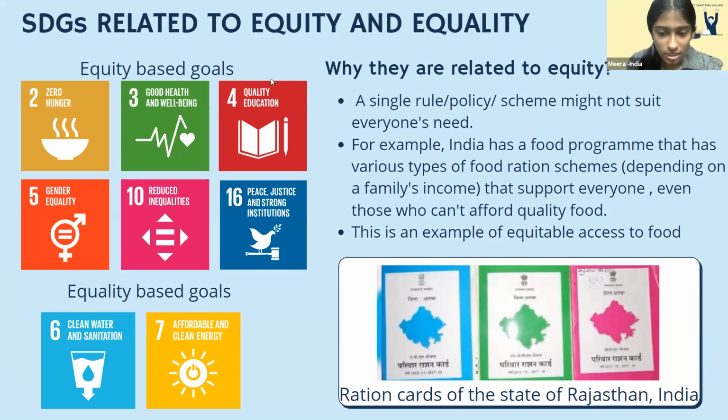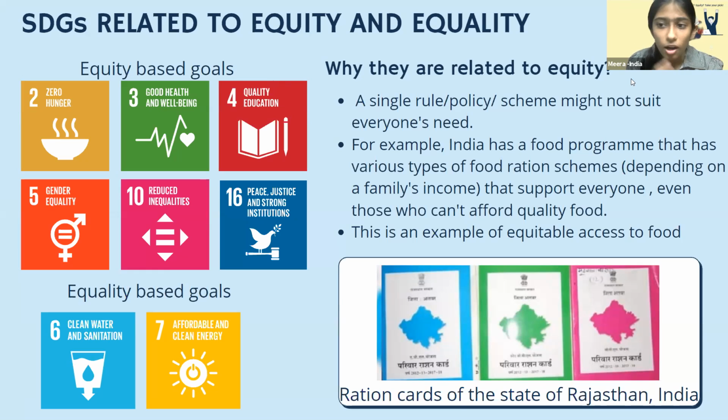Here there is a picture on the screen that shows the ration cards of the state of Rajasthan, which is in India. There are three types of cards which are called APL, BPL, and one more. APL stands for above poverty line, BPL stands for below poverty line. So based on these, people get food at a subsidized rate, and the people who are above the poverty line get the food at the normal rate. Therefore, this ensures that the government does not get too much of loss. Also, the people who are below poverty line get access to food. So this is an example of equity.